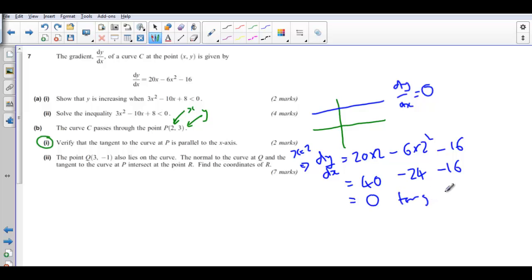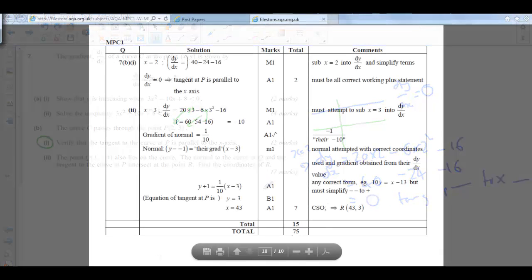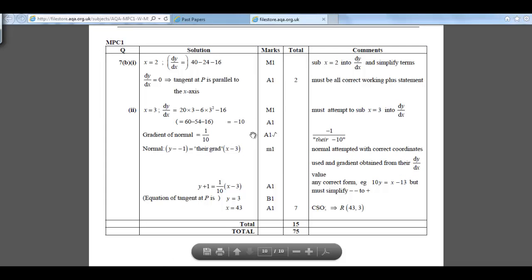Tangent parallel to the x-axis. Okay, just a nice conclusion statement there. Looking at the mark scheme, x equals 2, dy by dx equals, nice and straightforward, 40 take away 24 take away 16. We've substituted it in and simplified, and that must be all correct, plus a statement. So we've got to have that statement just to conclude.